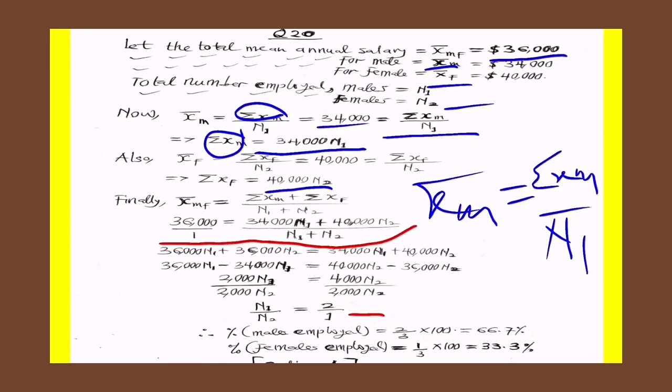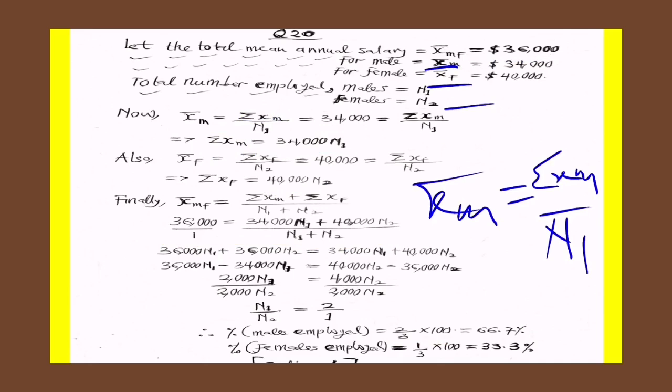Then I made 2 divided by 3 and multiplied by 100 for the males, and I had 66.7%, and that of the females, which should be 1 out of 3, is 33.3%. So that is how actually I made it. It's not anything difficult, so you can go through and understand it.